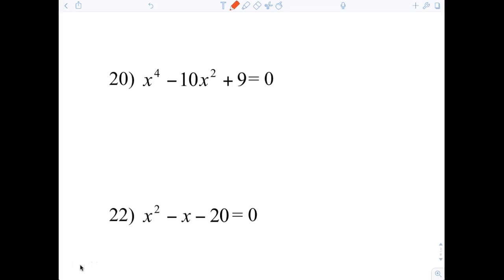So what am I doing with 20? How do I factor that, someone? X squared and x squared. Yes, x squared and x squared. So it's going to be x squared, and then what? 9 and 1. 9 and 1.